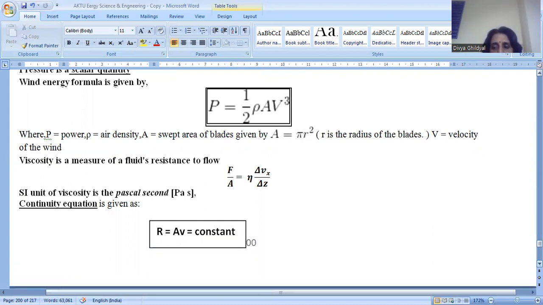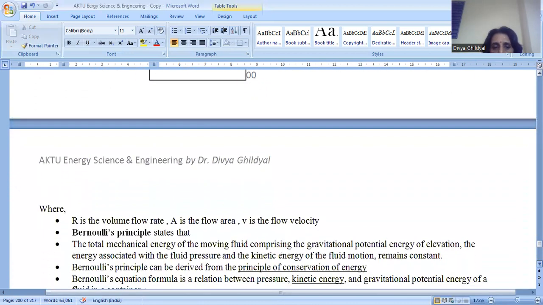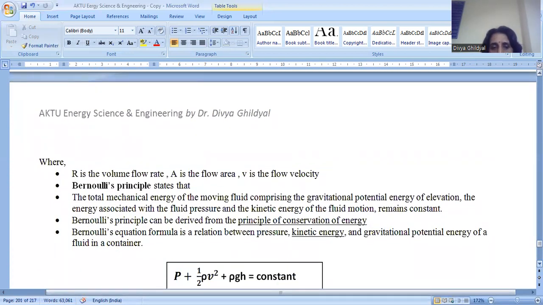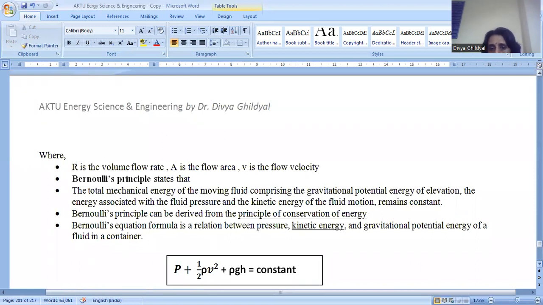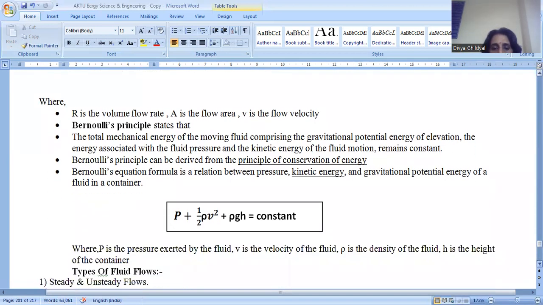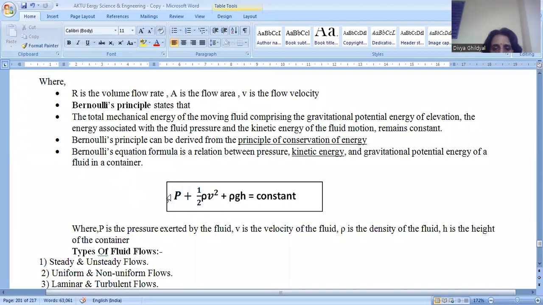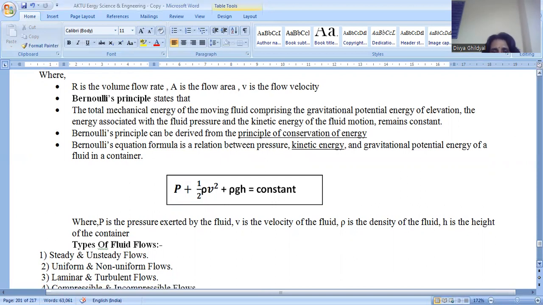The continuity equation is Q equal to AV equal to constant, where Q is volume flow rate, A is flow area, and V is flow velocity. Bernoulli's principle gives the principle of conservation of energy in fluid mechanics. It is equal to the sum of pressure energy, kinetic energy, and potential energy per unit volume being constant.